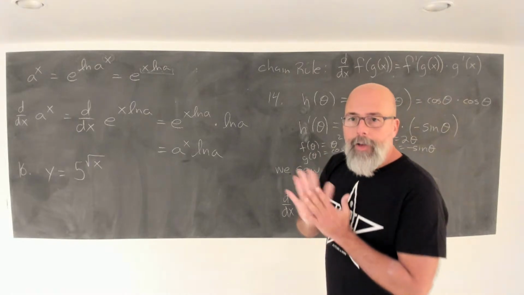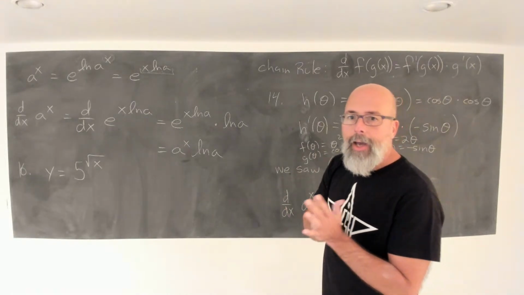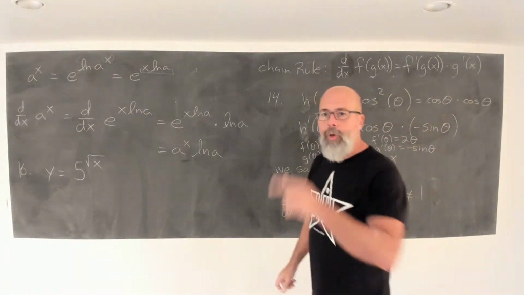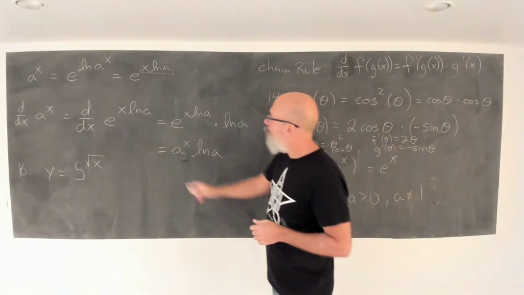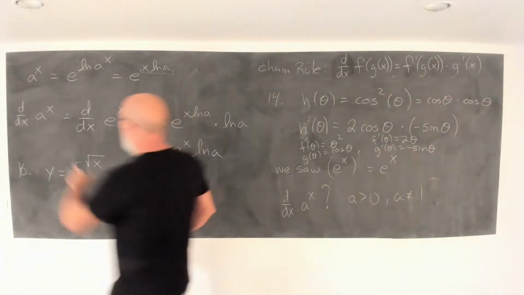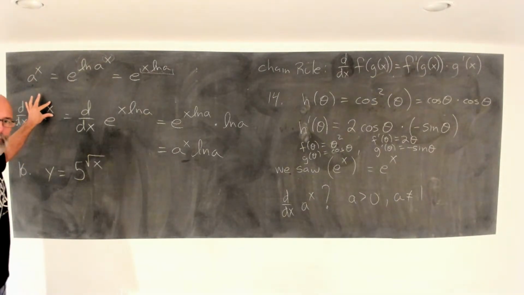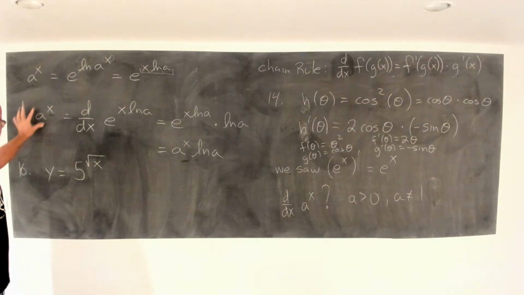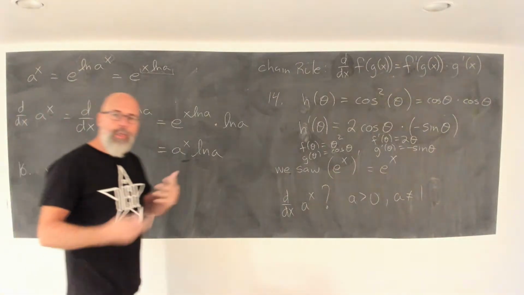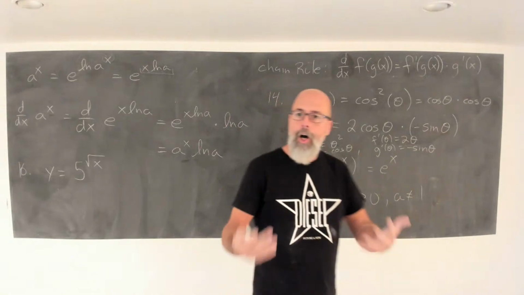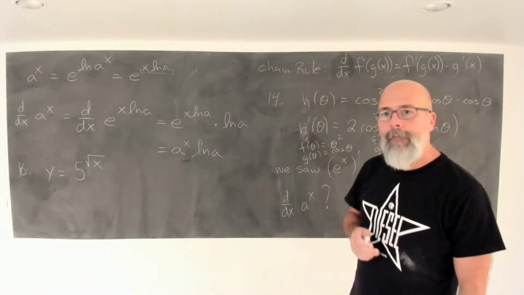Why wouldn't the derivative of a to the x be x to the, well, so Jake, you're treating it as a power rule when it's not x to a number, but rather a number to the x. So it's an exponential, not a power rule.